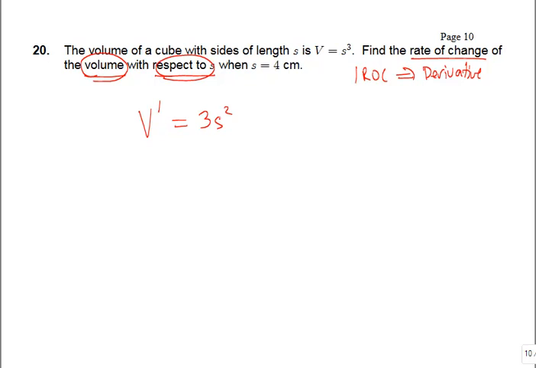So what would V prime be when s is specifically 4? Well, we just have to plug in 4 for s. So if we substitute in 4, 4 squared is 16. 16 times 3 would be 48. So the rate of change of our volume with respect to the side length would be 48.